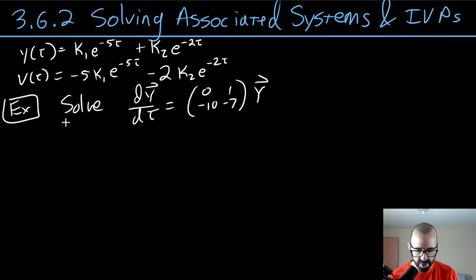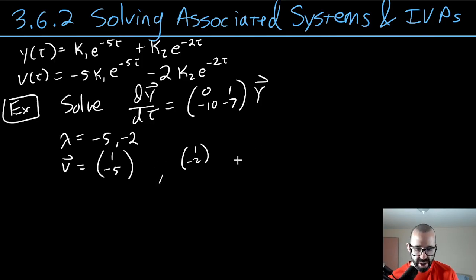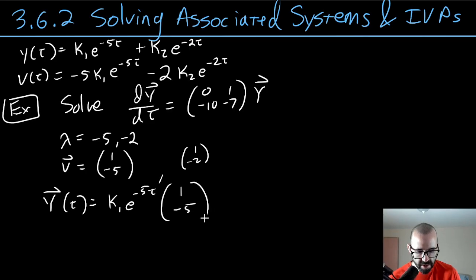And what you did when you did that, you should get that your two eigenvalues are -5 and -2. Your two eigenvectors are going to be respectively something along the lines of (1, -5) and (1, -2). Again, it could be any constant multiple of these vectors, and that should give you your general solution, y(t) is something like k1 e^(-5t) times the vector (1, -5), plus k2 e^(-2t) times the eigenvector (1, -2).